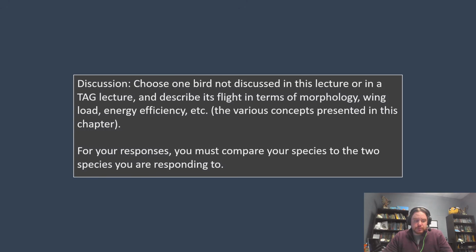Additionally, you can use the book to talk about some of these ideas. So, for example, let's say you pick greater sage grouse, and you're not finding anything about camber in the greater sage grouse. Well, the book talks about camber, and you can apply the ideas of camber to that bird. You can no longer pick greater sage grouse because I just mentioned it in this lecture. But that's an example. Ultimately, you have to do a little research. Pick a bird, do a little research on that bird, see what's understood about its flight, and go from there.